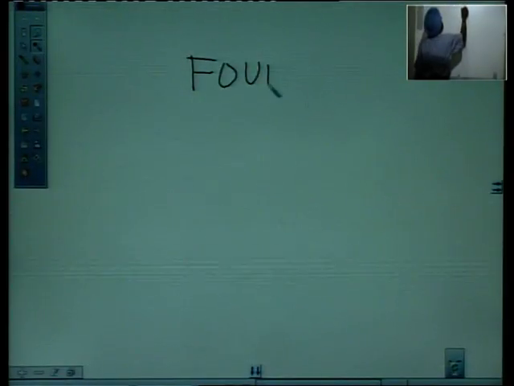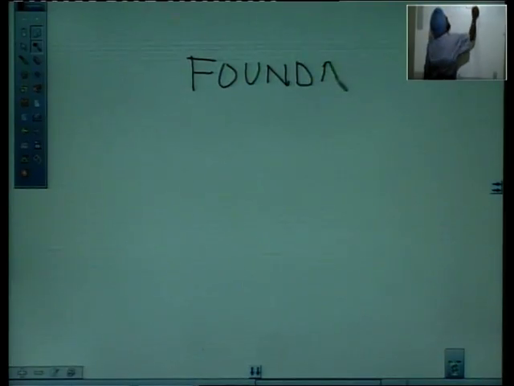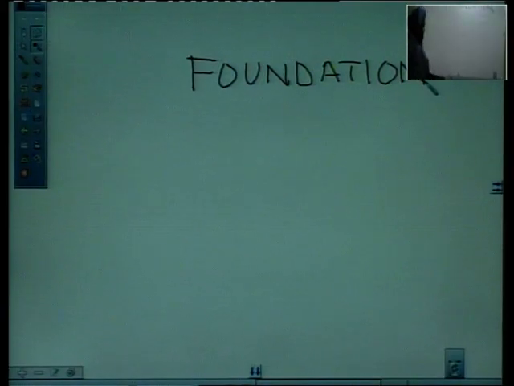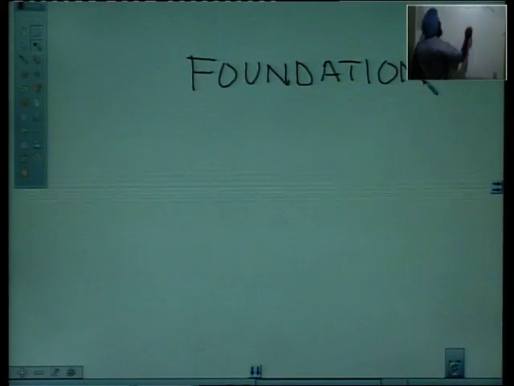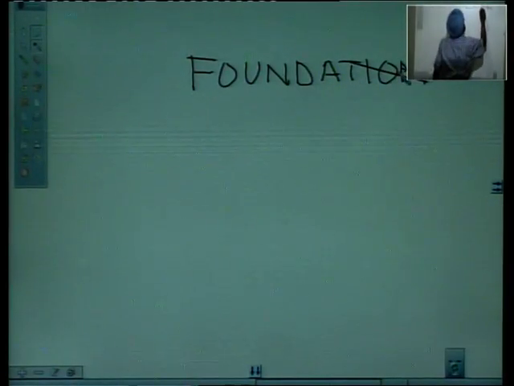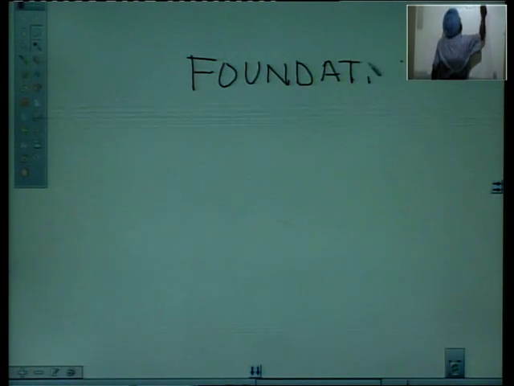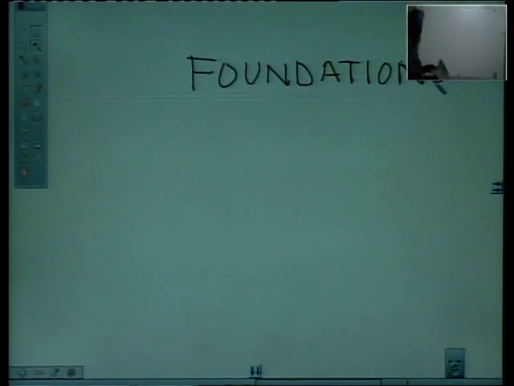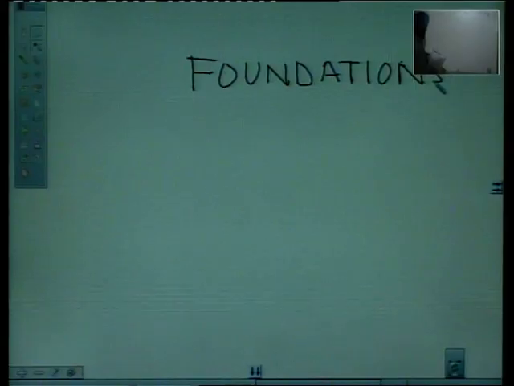My today's topic is foundation, an important part of the building. This is a topic from third semester civil. Foundations: the lowermost part of any structure is called foundation.